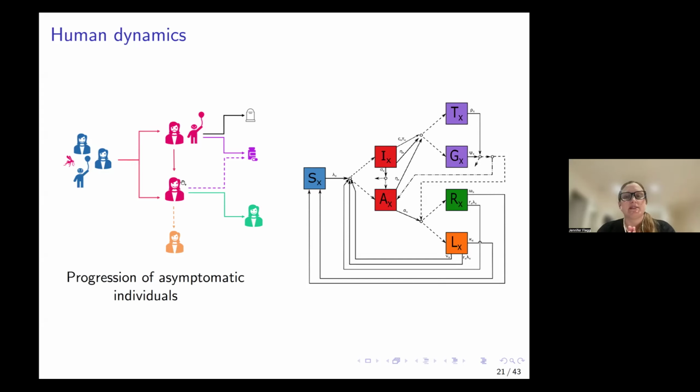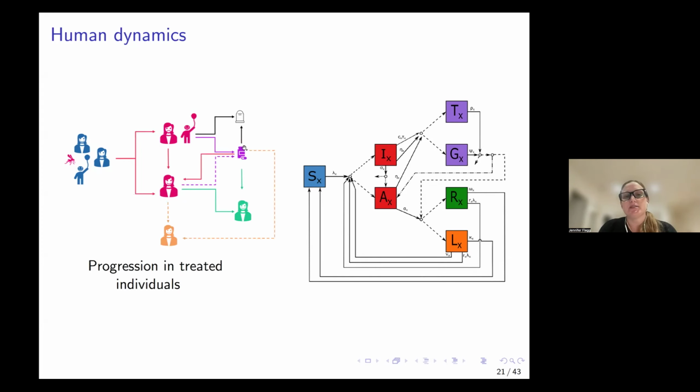Or for Vivax malaria only, you can recover from the parasites in your blood to have a latent, or liver stage, infection, which is L. That's not for falciparum, that's just for Vivax. From the treated class, there are a few options. The treatment can fail and you can go back to being asymptomatic. The treatment can fail and you can die. Or you can recover, the treatment works. Or you can get a blood stage infection treatment and go to having hypnozoites in your liver, for Vivax only.